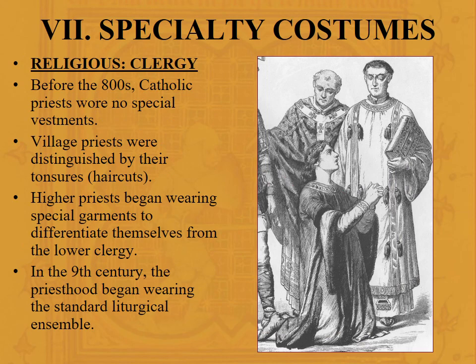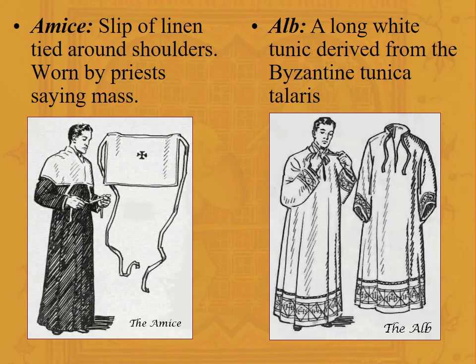Clergy. So we start to see in this period a sort of standardization of liturgical garments. So we're just going to go right into that. If I kill the pronunciation of some of these, I apologize. The amice, a slip of linen tied around the shoulders, worn by priests saying mass. Also, this is where we see the alb, the long white tunic, derived from the tunica talaris of the Byzantines.